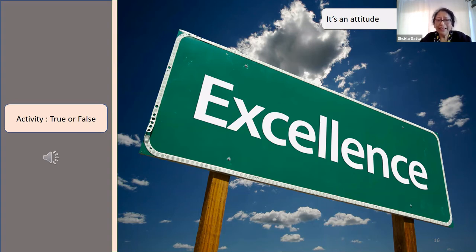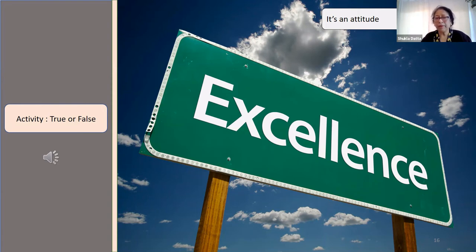The next one. Can we have the third one, please? Excellence is a deliberate process. Is this true or false? The poll says 90% true and 10% false. Well, to me, it is a deliberate process. Whatever we do, at any time, wherever we are, we can set the attitude. So this is a deliberate process. It comes from our own side.